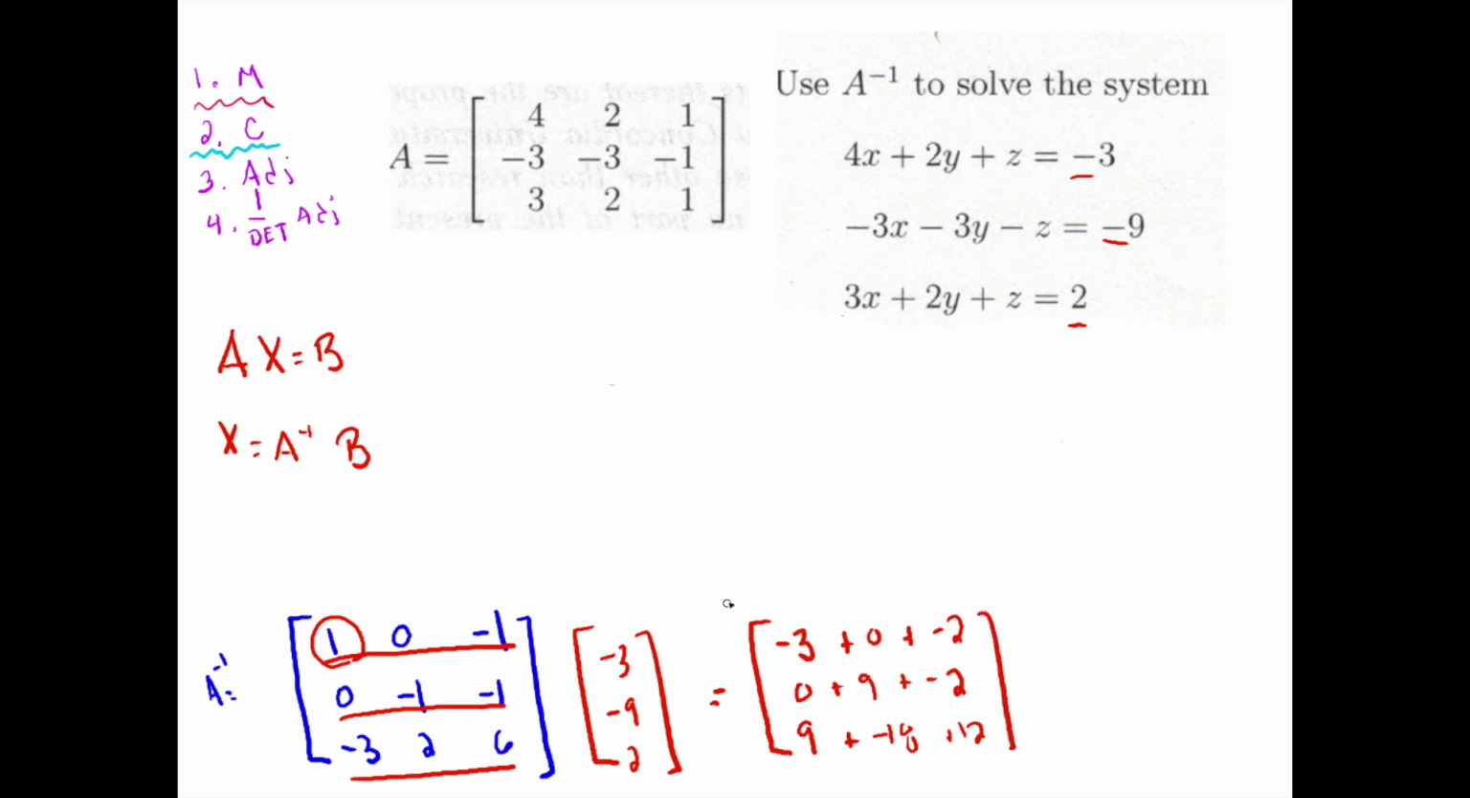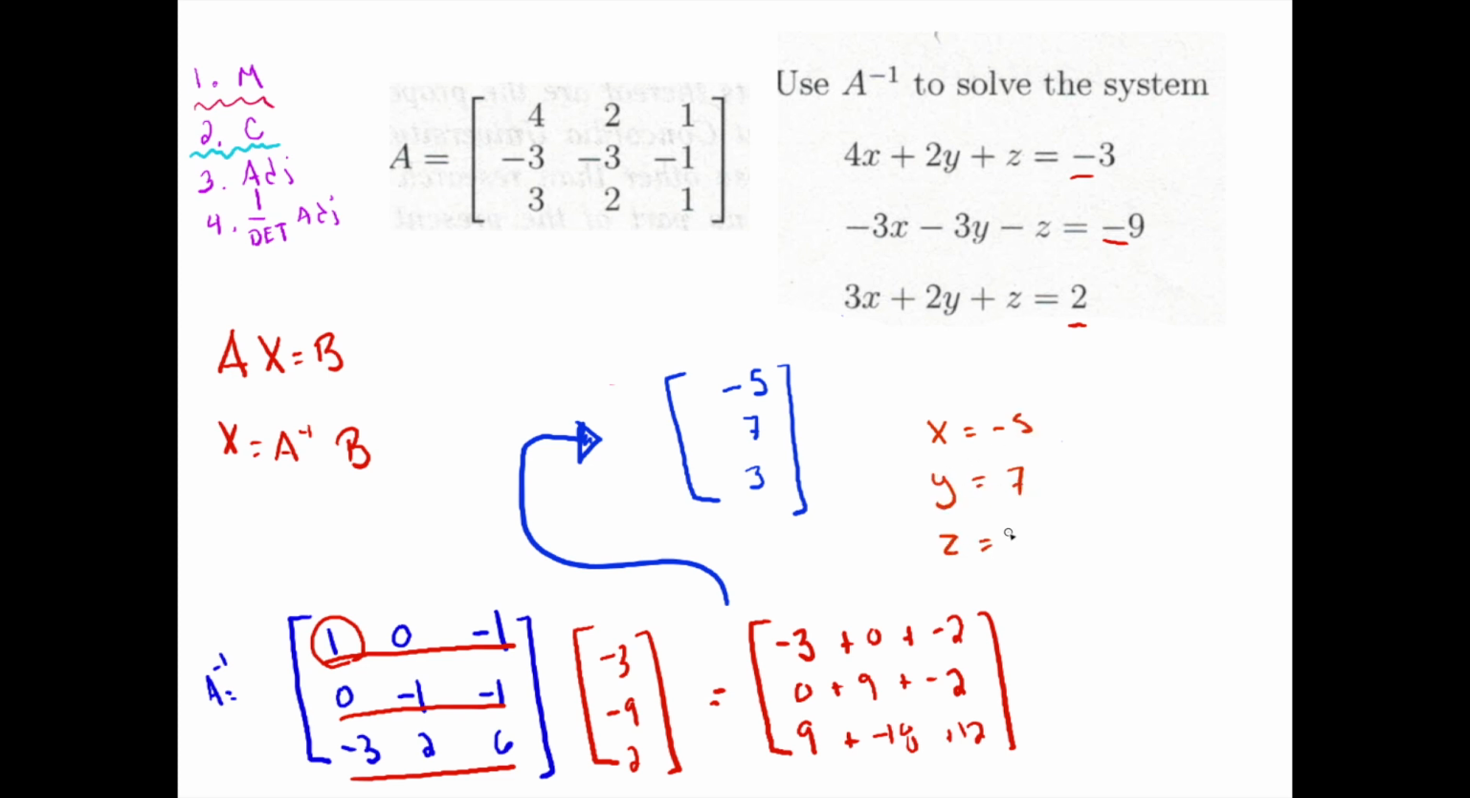And now our final answer after doing all of this is going to be -3 plus 0 plus -2 is -5. 0 plus 9 minus 2 is 7. 9 plus -18 plus 12 is equal to 3. So our final answer is x is equal to -5, y is equal to 7, and z is equal to 3.